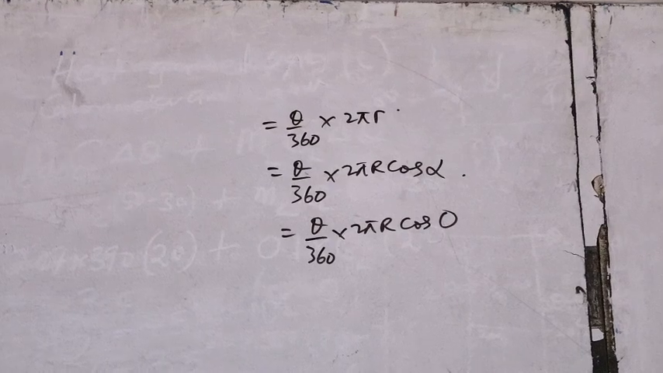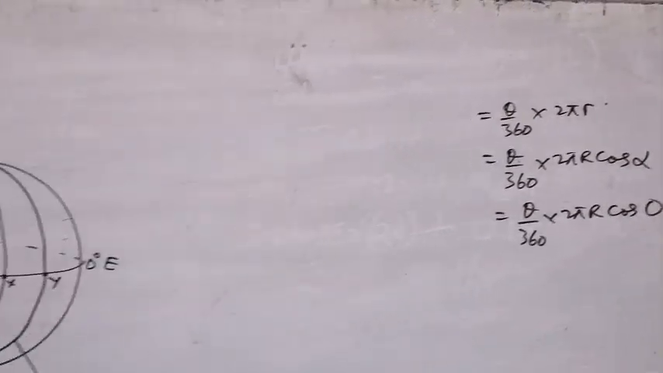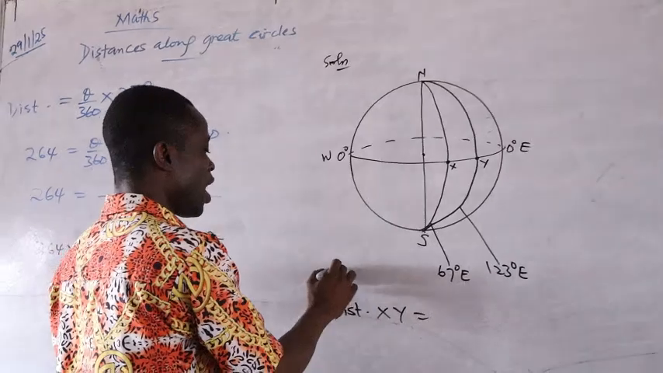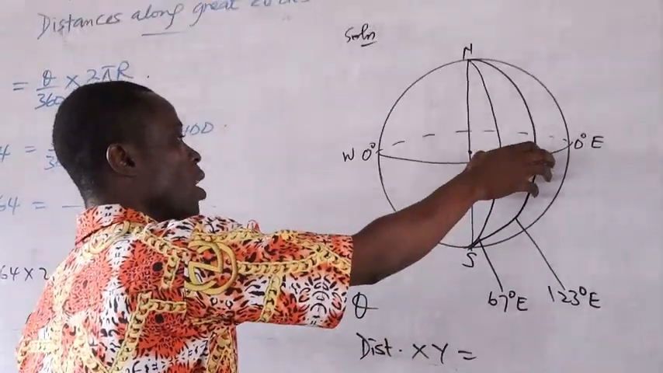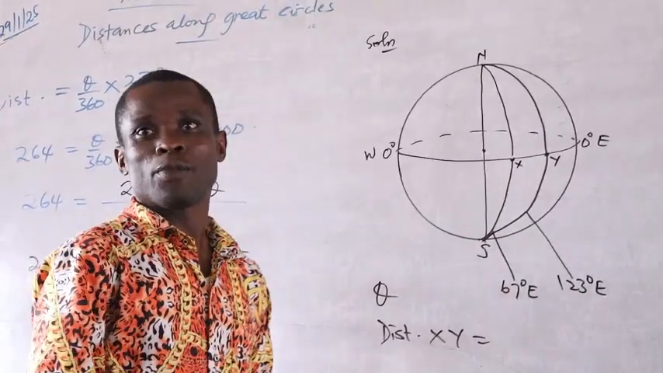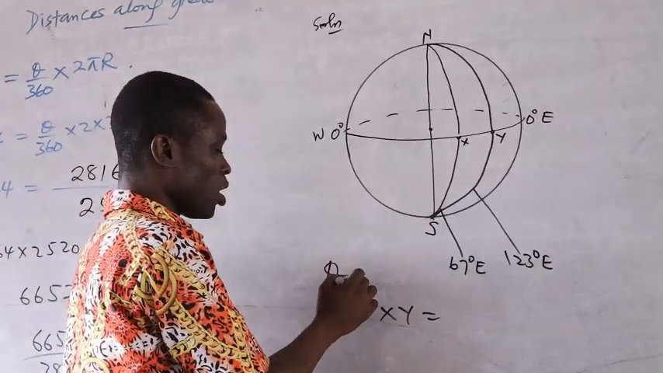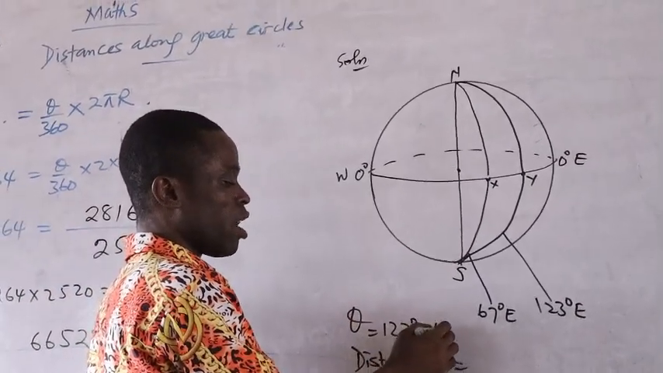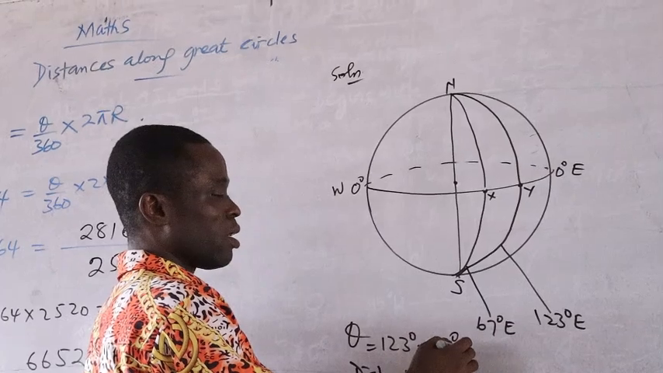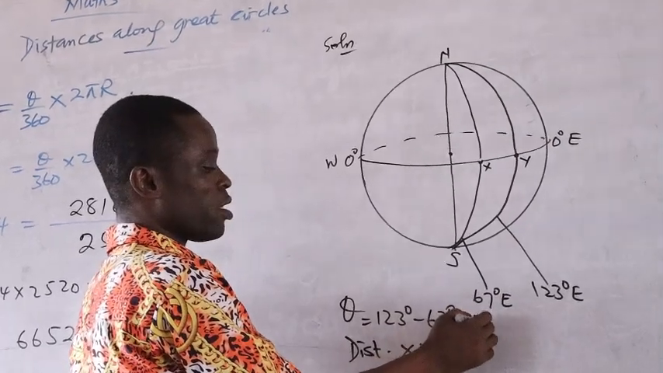So with this, we can now find the distance. But before we can find the distance, let us get the angular difference. Angular difference is this, X and Y, and we have them on the same side. 123 minus 67, and what is that? 56.